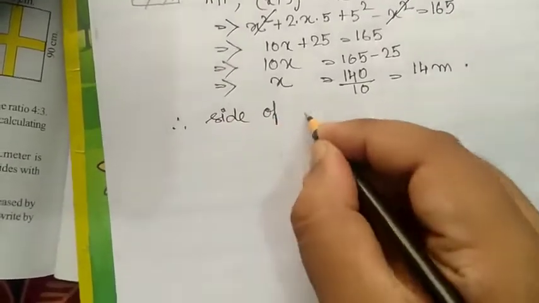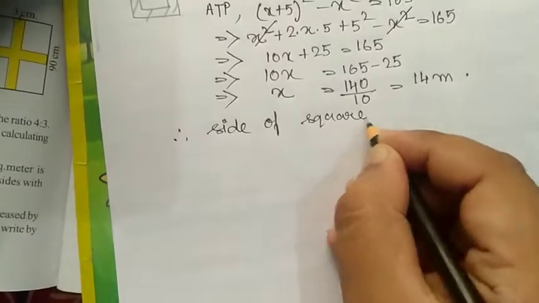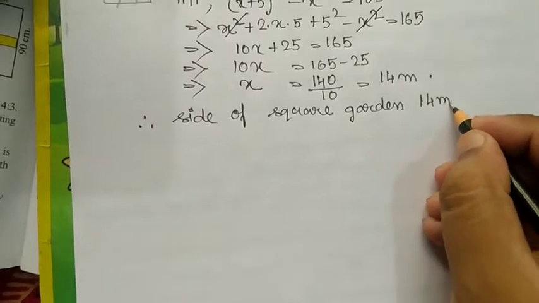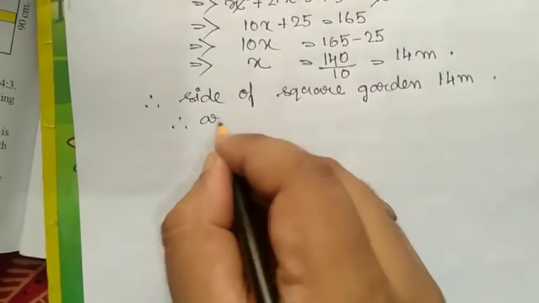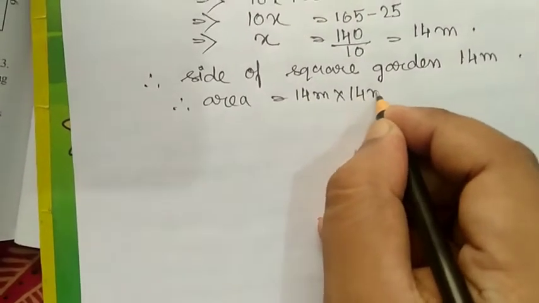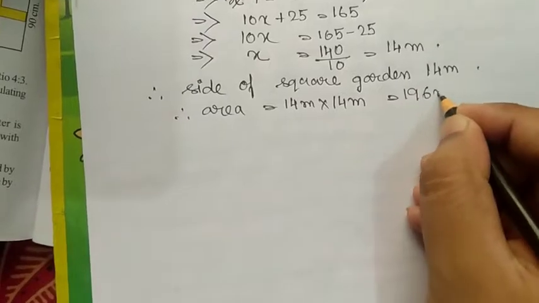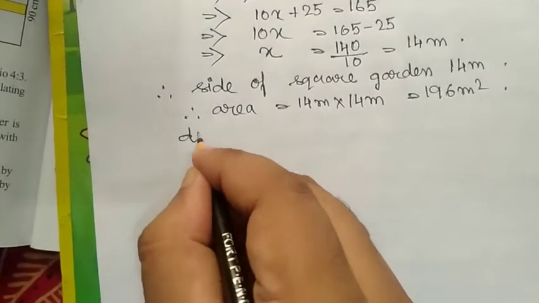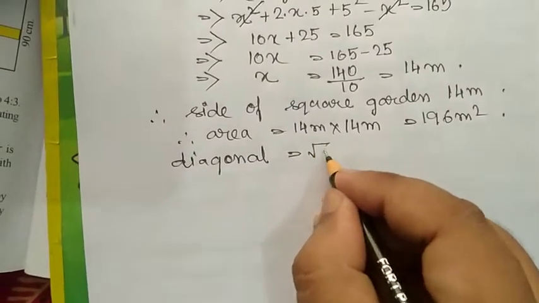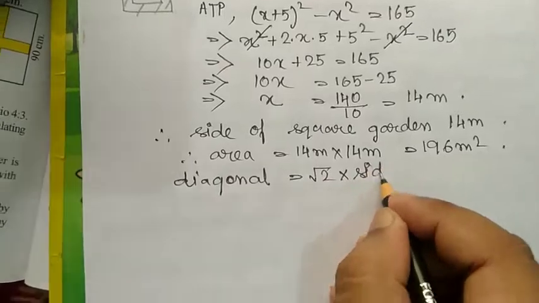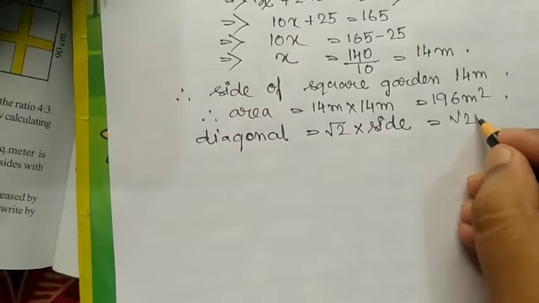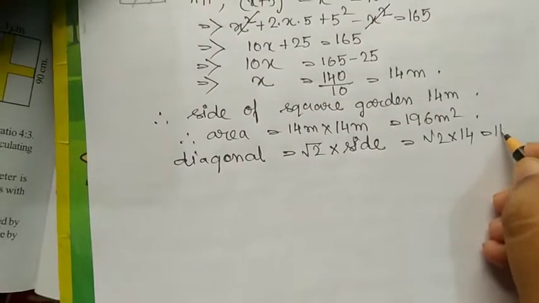Therefore the side of the square garden is 14 meter. Therefore area equals 14 meter into 14 meter, which is 196 square meter. And we have to find the diagonal. What is the formula of diagonal? Diagonal equals root 2 into side, equals root 2 into 14, which is 14 root 2 meter.